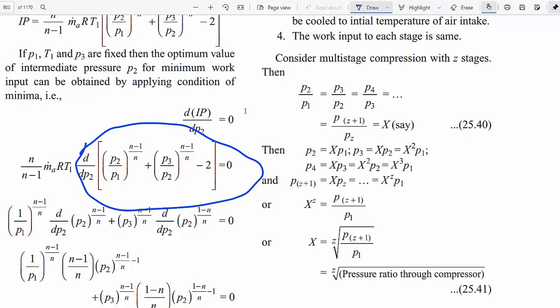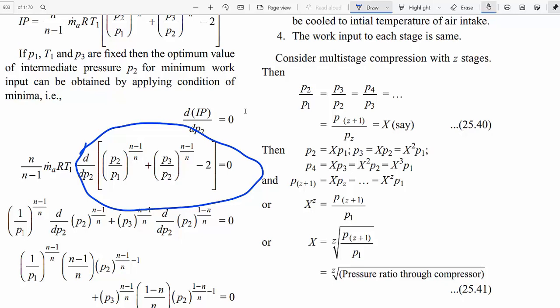Okay. Then P1 is also constant. Therefore, I can take the value 1 by P1 into n minus 1 by n, and d by dP2 of P2 power n minus 1 by n, plus P3 power n minus 1 by n into dP2 by P2 power 1 minus 1 by n. Okay, because P1 and P3 are constants, P2 is the only variable. Therefore, P2 alone is considered for differentiation.